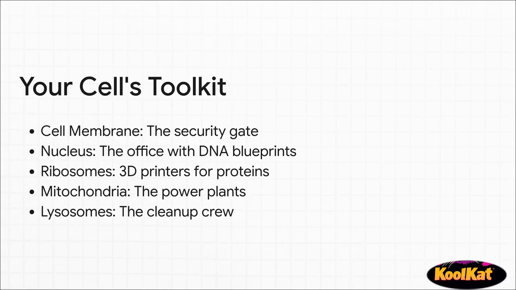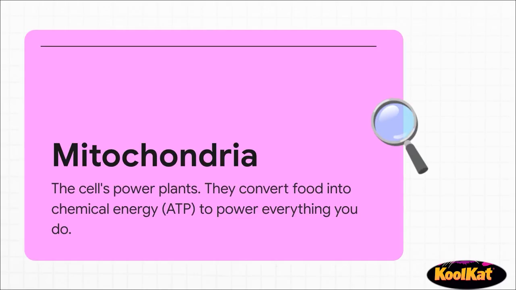But for the GED, the one you really want to know about is the factory's power source. So let's zoom in on the power plants. Everybody, meet the mitochondria. These little guys are the absolute energy workhorses of your entire body. Their whole job is to take the food you eat and turn it into something called ATP. ATP is the chemical energy that powers, well, literally everything. Every single heartbeat, every thought, every twitch of your finger.